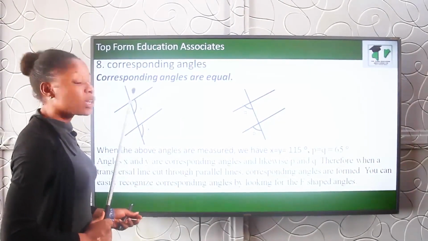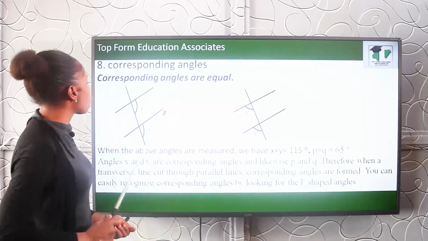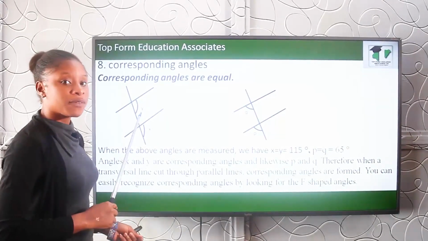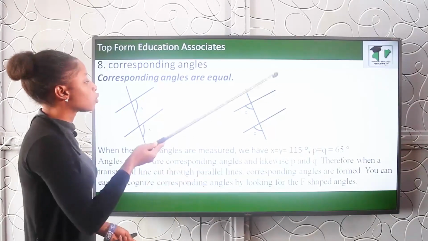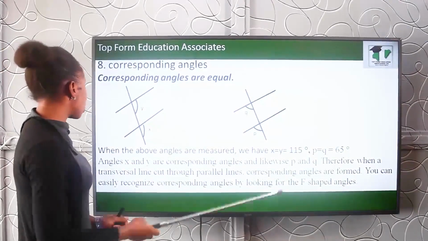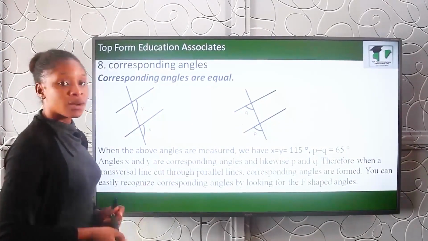Angle X is equal to angle Y. You see, when we measured angle X, we had 115 degrees, and when we also measured Y, we had 115 degrees. So, in essence, they are equal. The same goes for angle Q and angle P. When a transversal line cuts through parallel lines, corresponding angles are formed.